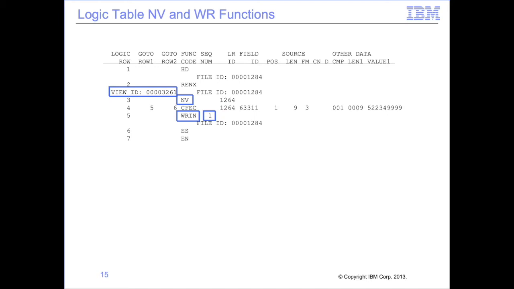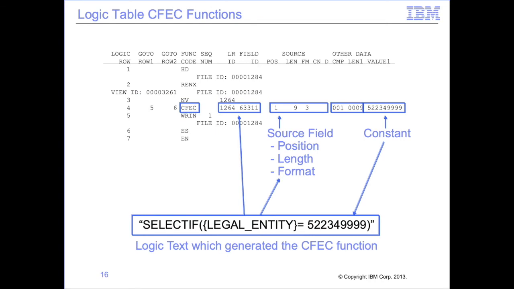A copy input view ends with a WRIN, write input record function. The sequence number in the WR functions indicates which extract file the records are to be written to. In between the NV and WR functions are optional functions to perform the logic required by the view. Most logic tables contain at least 5 to 10 logic table rows for logic.